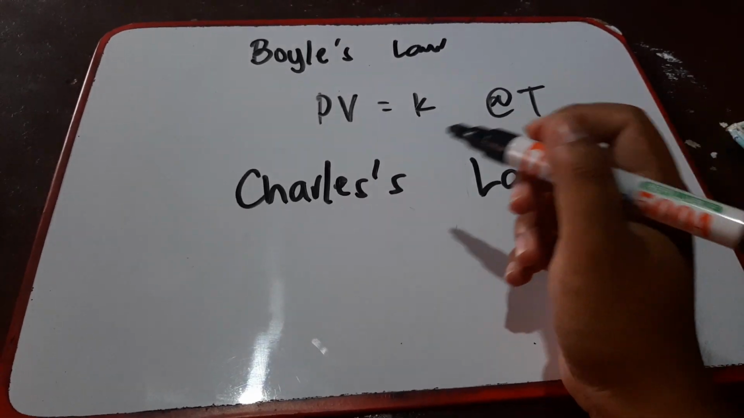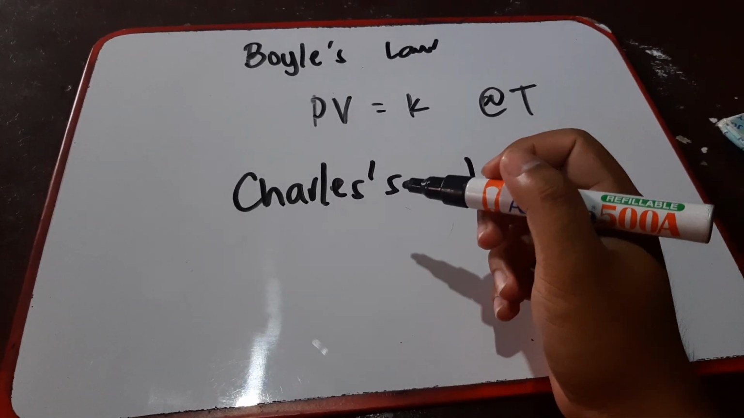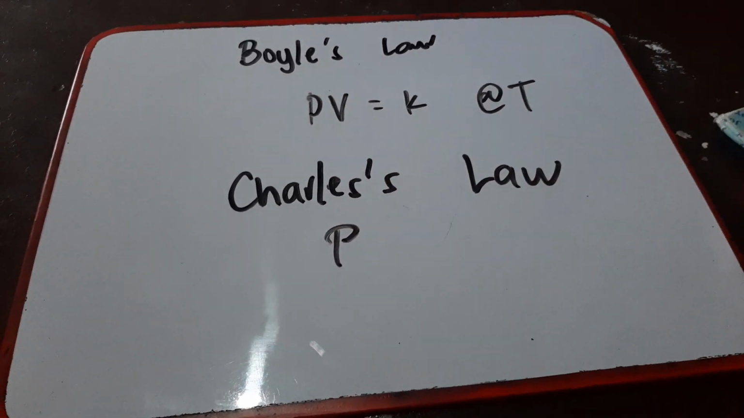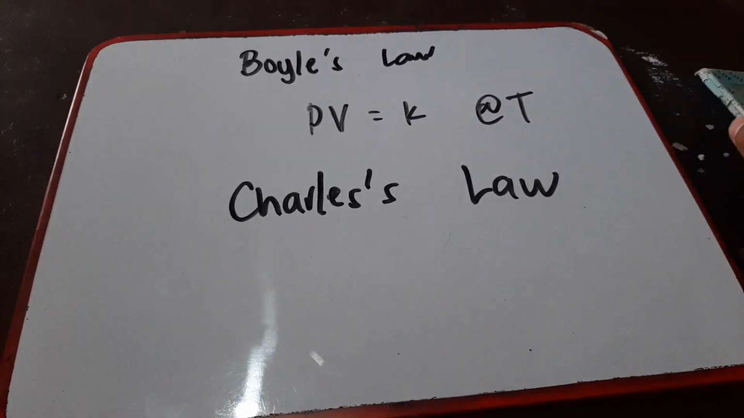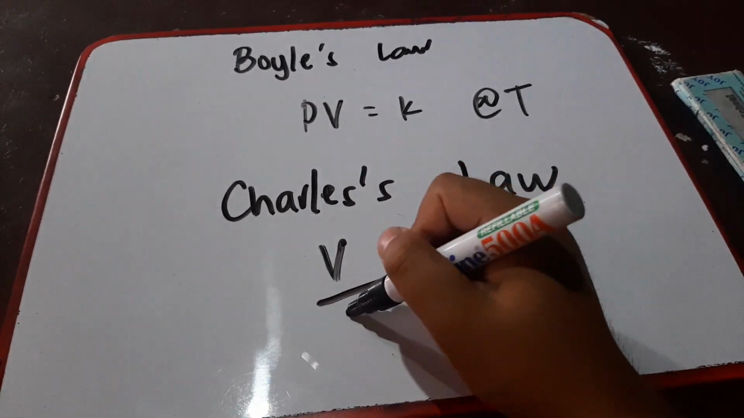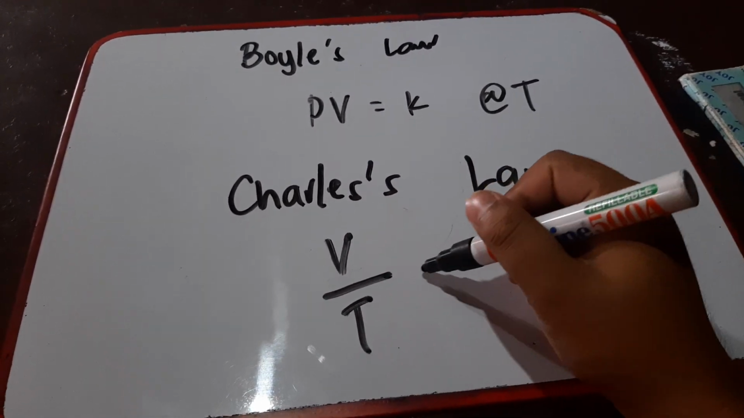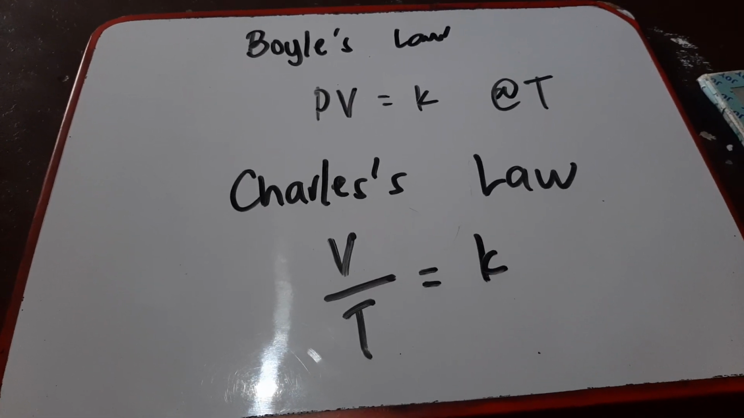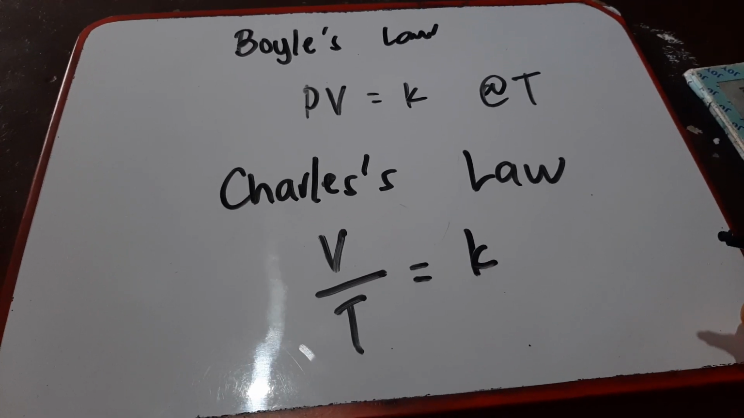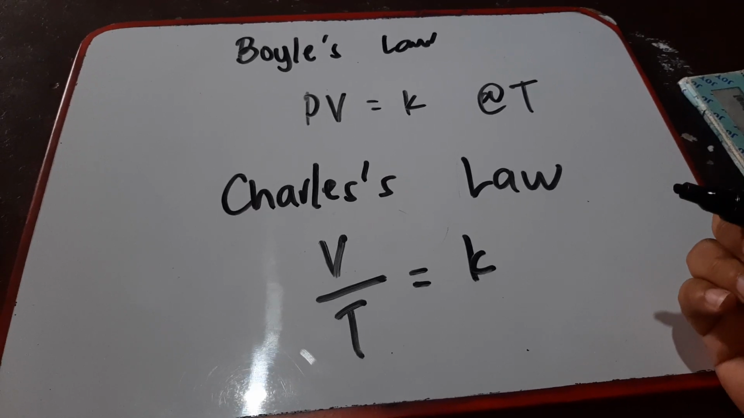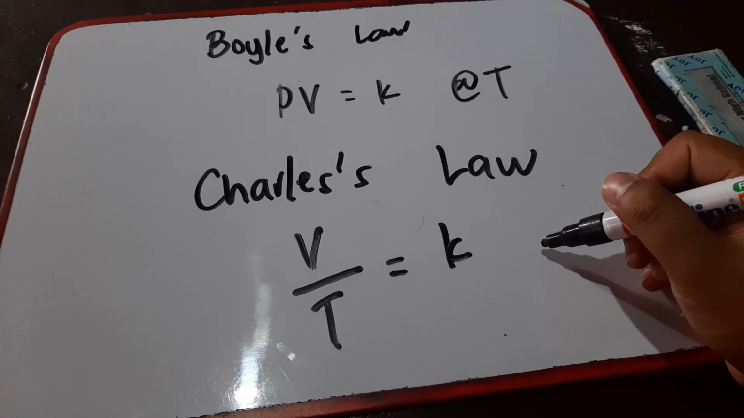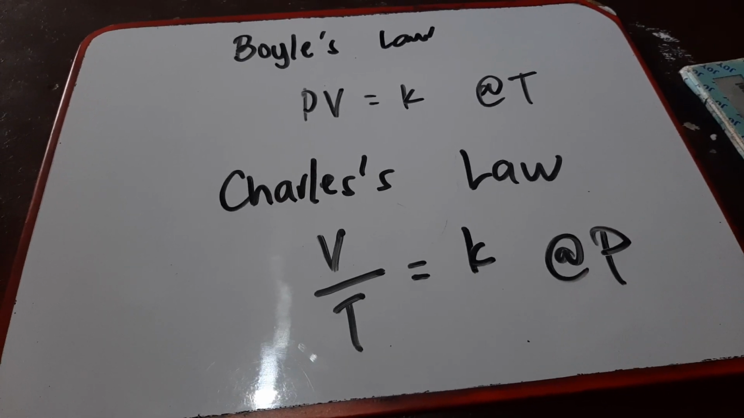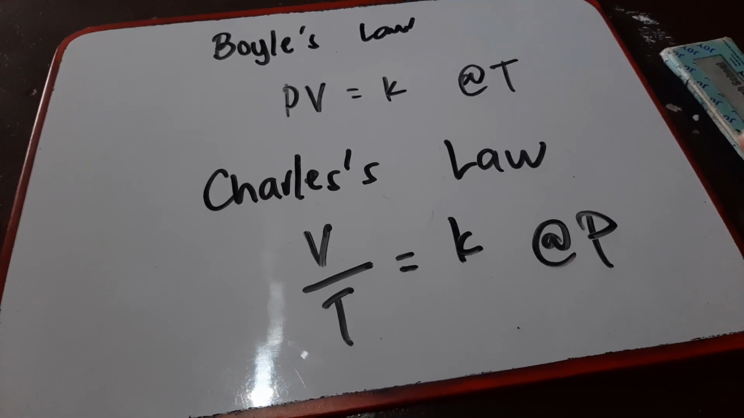Charles's law states that the volume and temperature are directly proportional. Meaning, as we increase the temperature, the volume increases as well, and as we decrease the temperature, the volume decreases. This is at constant pressure. So please do remember these first two laws.